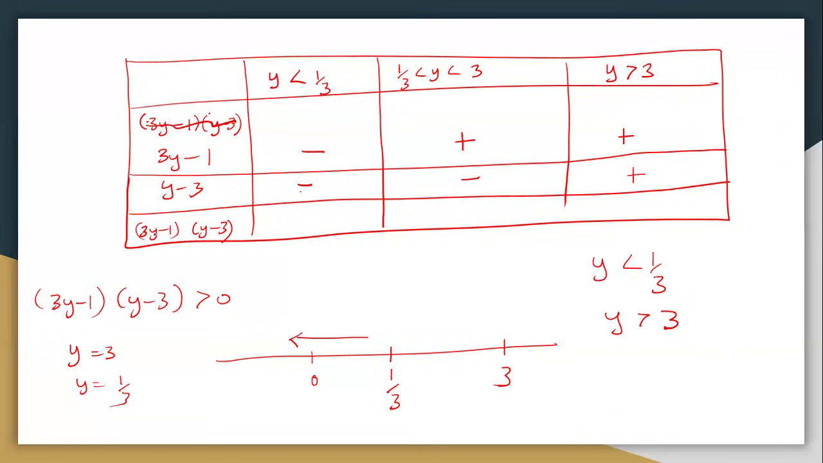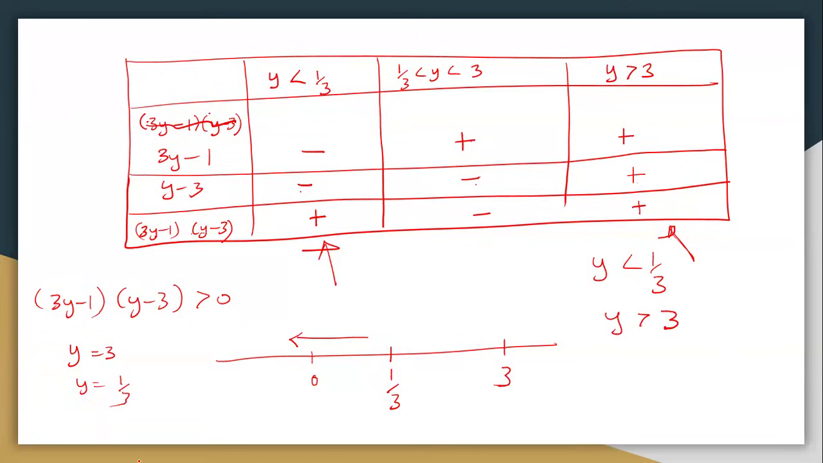So since you are multiplying, negative times negative gives you a positive. Negative times positive gives you a negative. Positive times positive gives you a positive. So therefore, you conclude that your range has that and has that. That's how you do it.